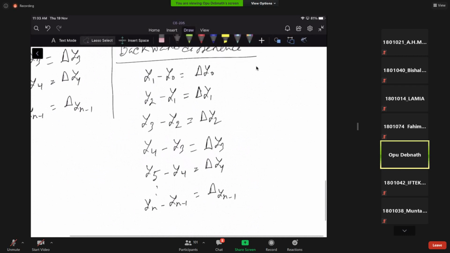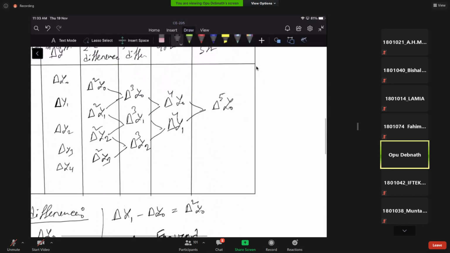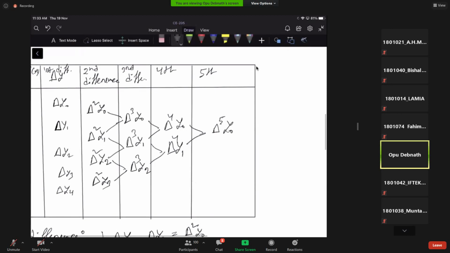So what will be for backward difference? For this specific case of backward difference, first of all the operators will be changed like this, and there will be another change. So for forward difference, look at this.